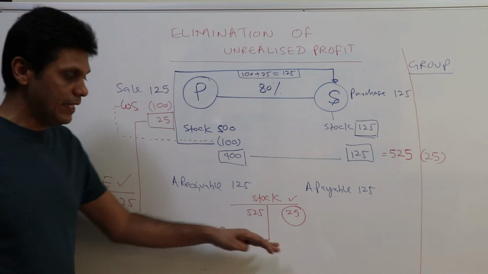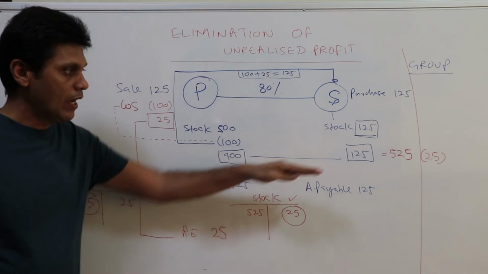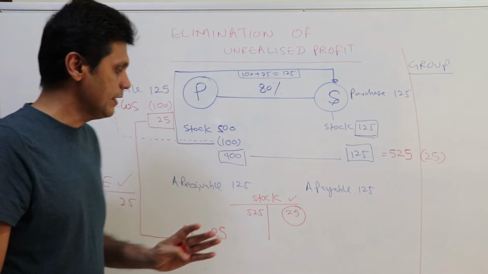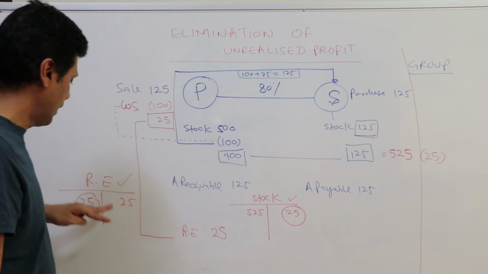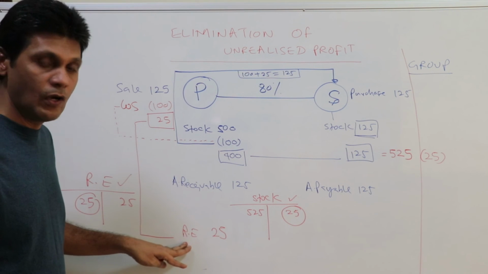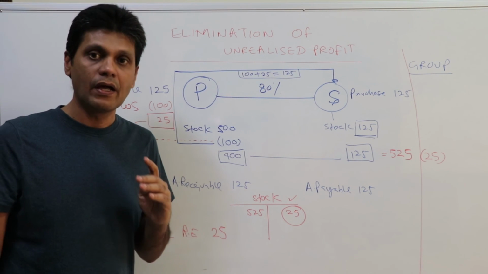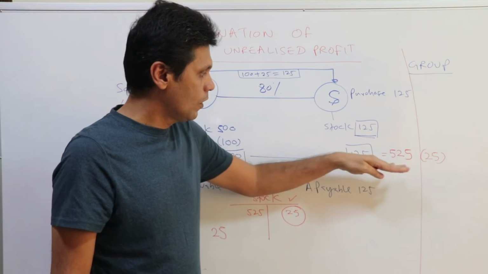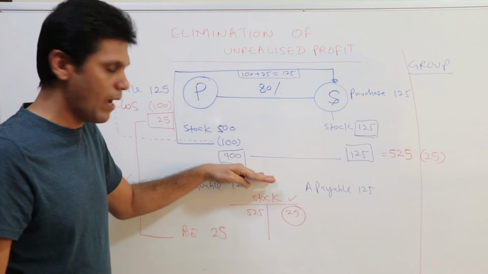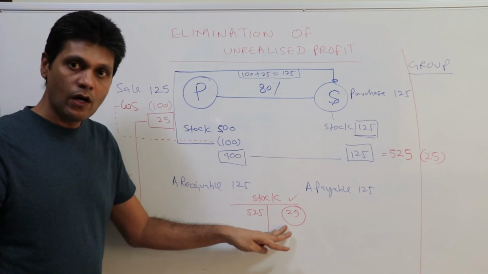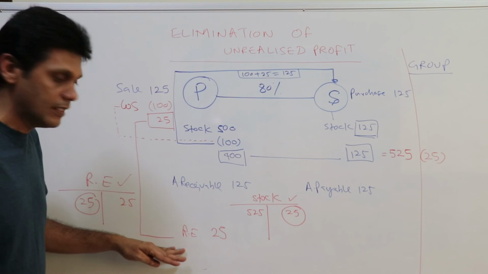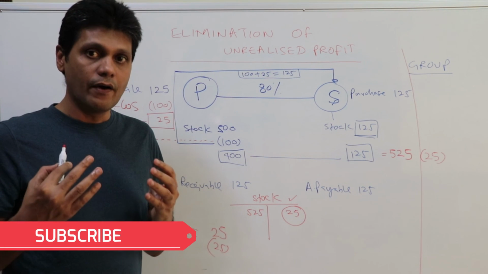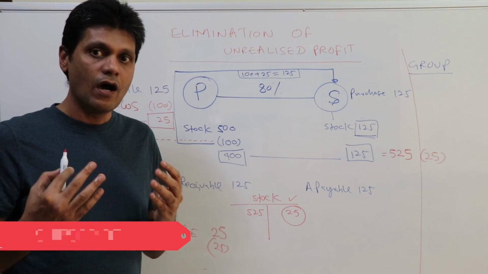This is the entry that you need to pass in order to eliminate the unrealized profit from the total stocks. So what is the double entry? Stock account credit, and the retained earnings of the parent company, who recorded the profit, debited. Therefore, in the group financial statements, we remove the unrealized profit from the stock balance and from the retained earnings of the parent company. This is how you account for the elimination of unrealized profit.